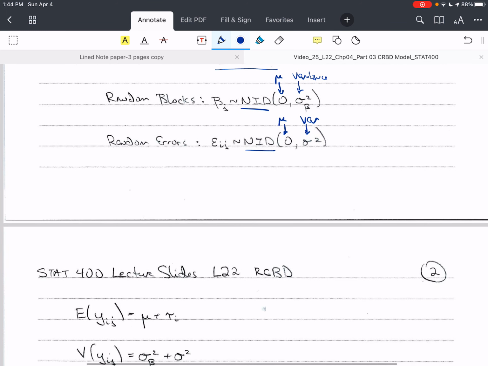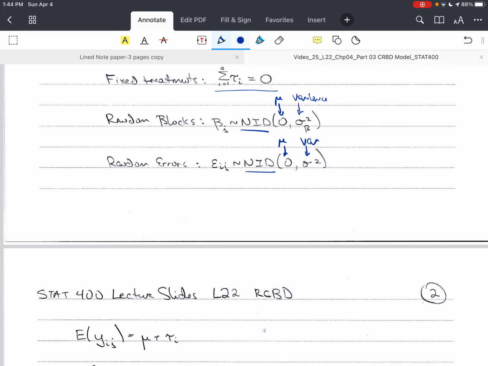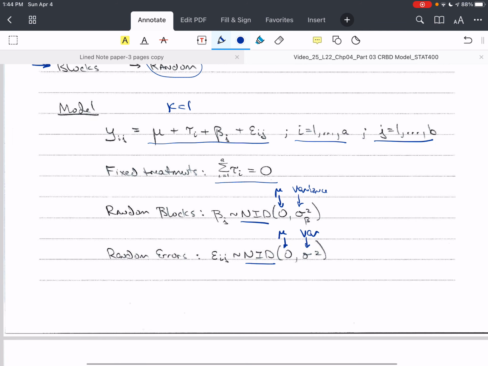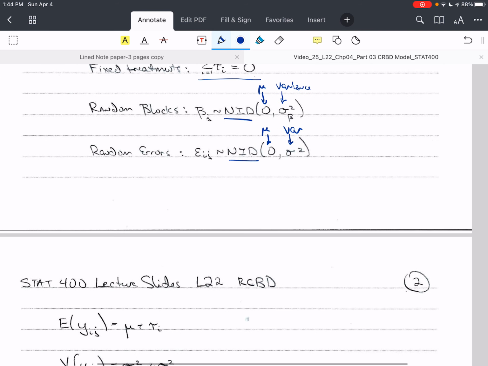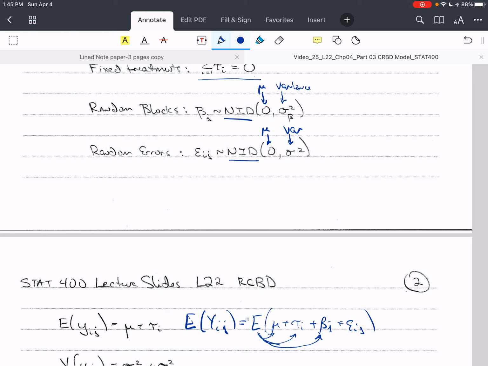If we want the expectation of y sub ij, remember that y sub ij is this. So we substitute in. We're not going to derive all these. I'm just going to show you the first one. E of y ij is equal to E of mu plus tau i plus beta j plus epsilon sub ij. And of course, this expectation distributes across the summation, because it's a linear operator. So the expected value of a constant mu is just going to be mu.